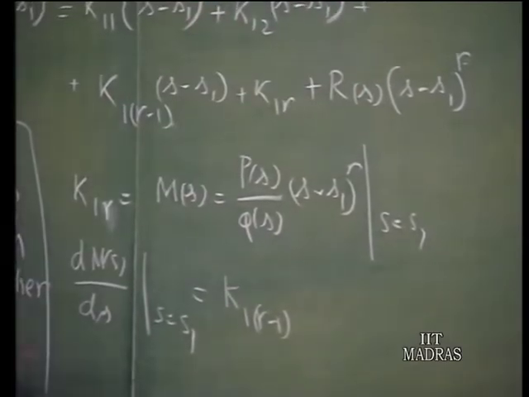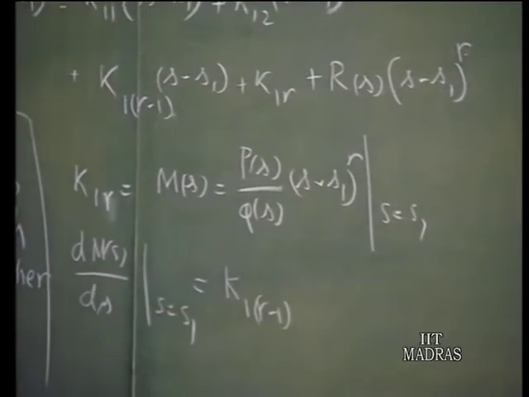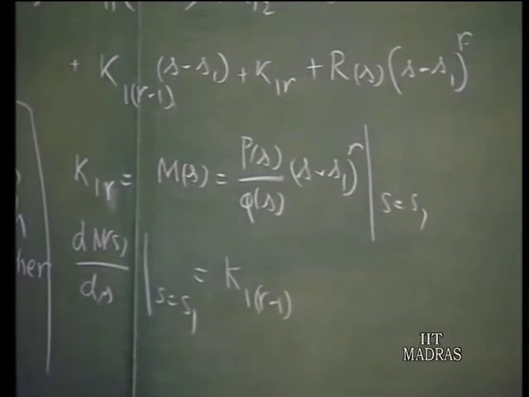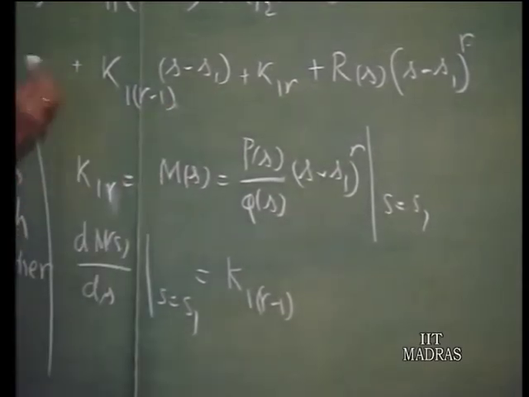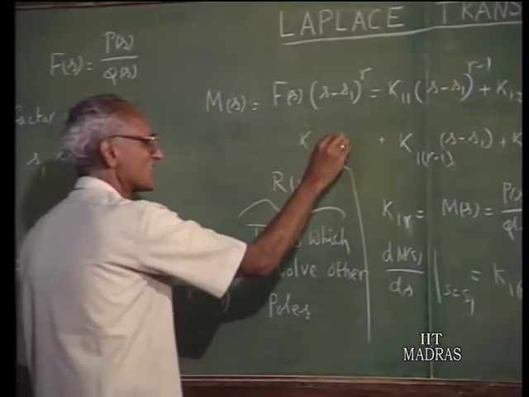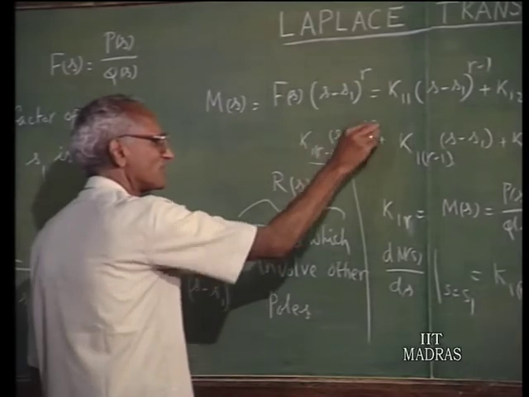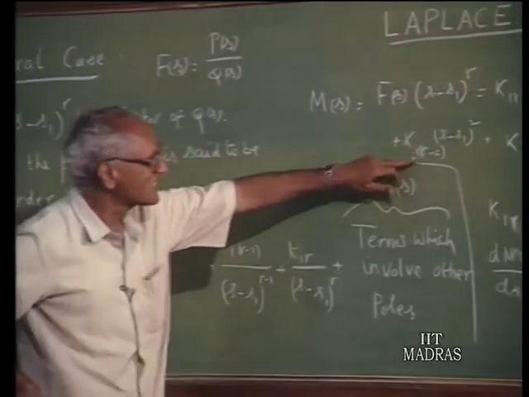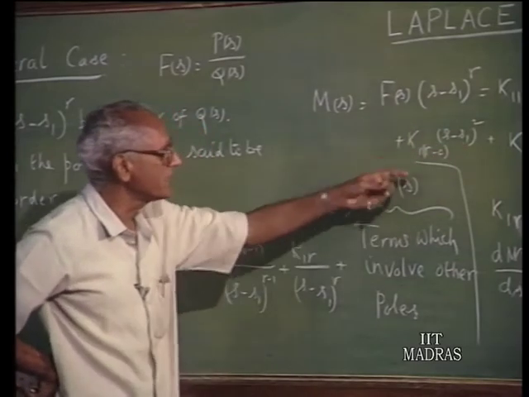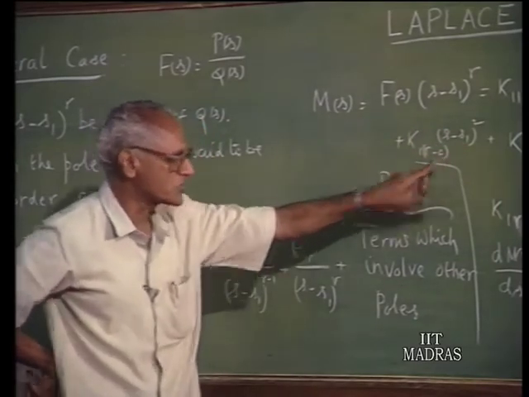Therefore, when you substitute s is equal to s1, that remains, that is k1r minus 1. Now, suppose you take the second derivative, then the previous term will come. The previous term here, you recall, it will be k1r minus 2 times s minus s1 whole square. So, when you take the first derivative you get 2 times s minus s1. When you take the second derivative it will be 2 times k1r minus 2.